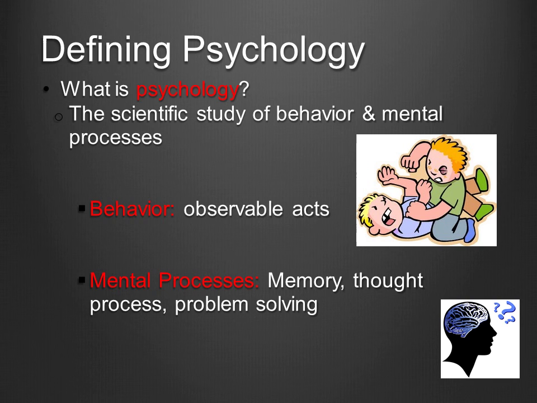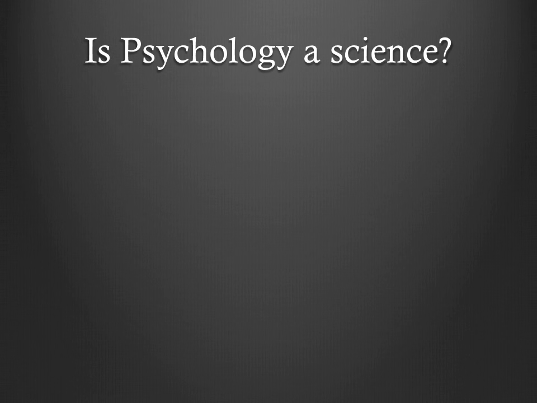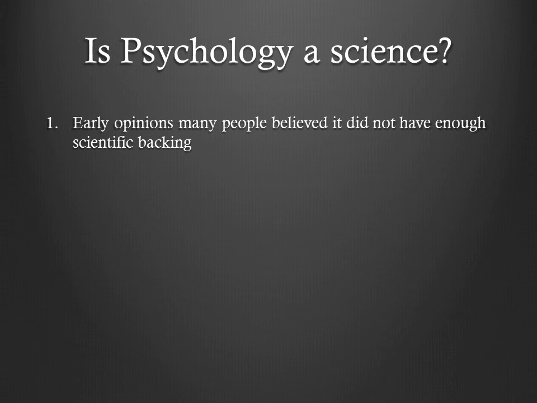So the question I'm going to be asking you in class is, is psychology a science? Early opinions, many people believed it did not have enough scientific backing. In order to be a science, you need to state a hypothesis, you need to test it, you need to gather data. And in the beginning of psychology, they didn't use many scientific steps to prove something.